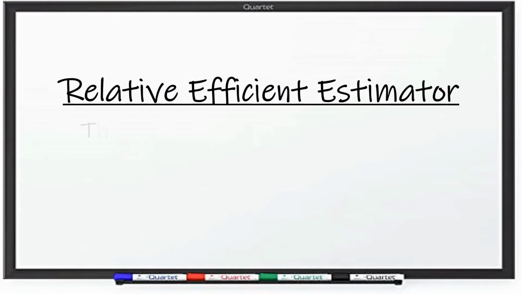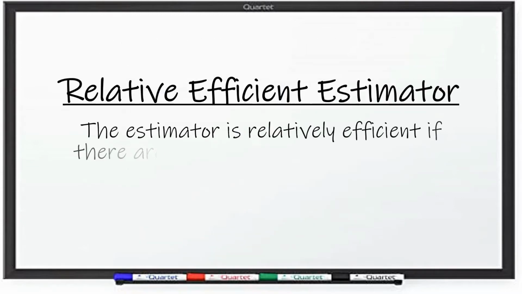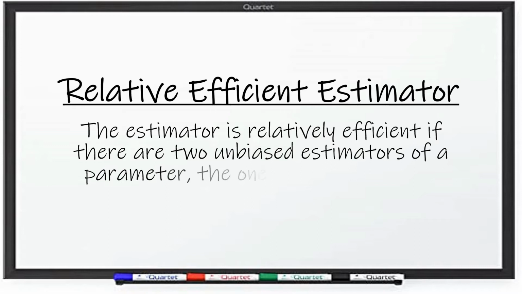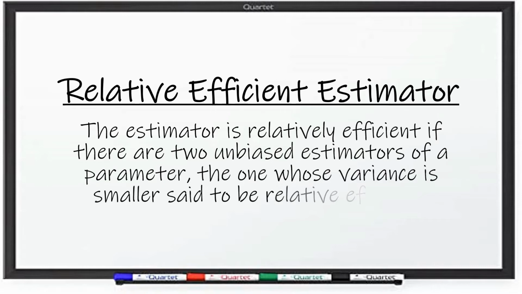The third is the relatively efficient estimator. Relatively efficient: if there are two unbiased estimators of a parameter, the one whose variance is smaller is said to be relatively efficient. Estimates have two types, which are point estimate and interval estimate.